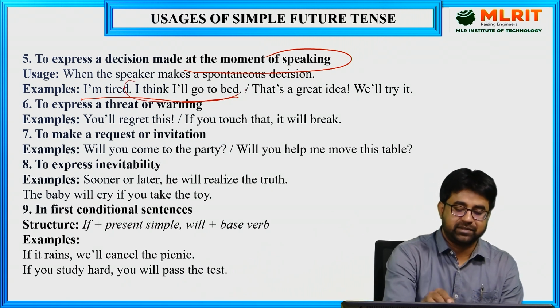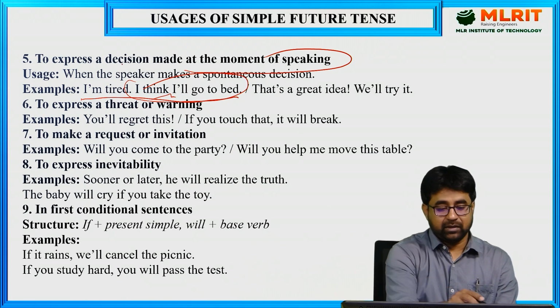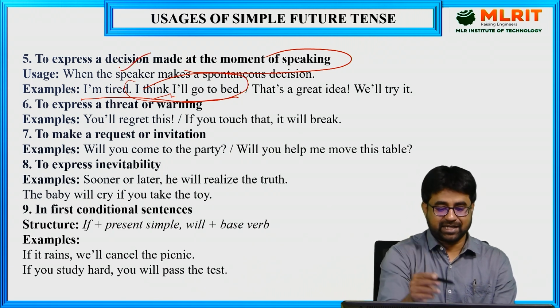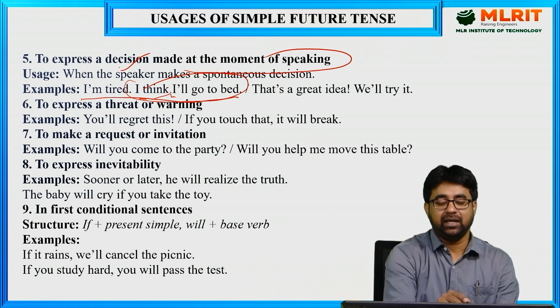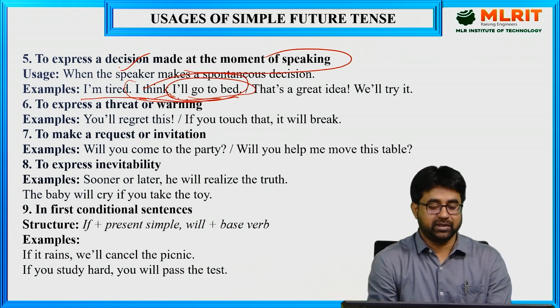Which one is the decision? That I will go to bed. So in order to express or describe this decision, see which tense I am using? I think I will go to bed. I will go. Future, simple future tense.